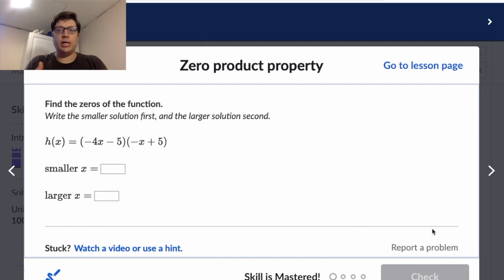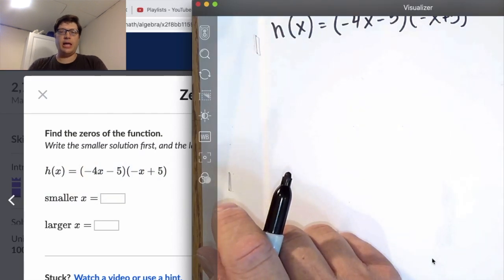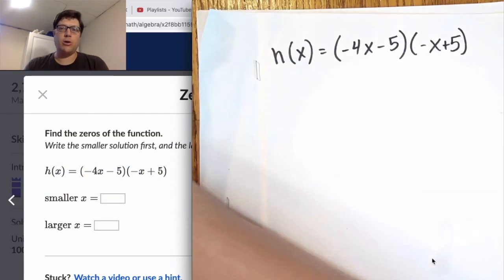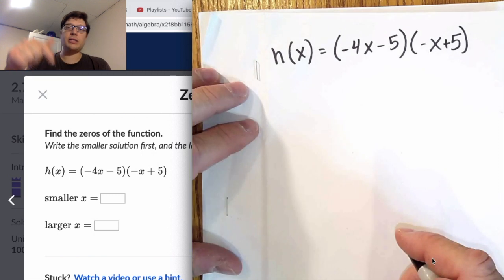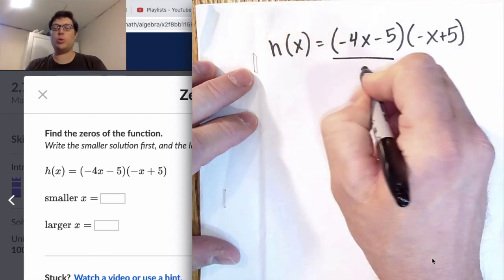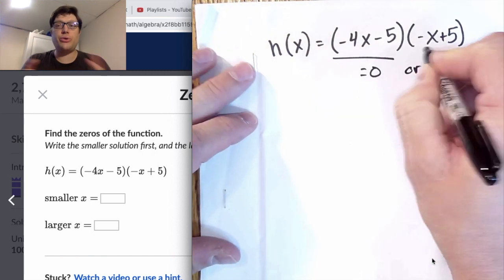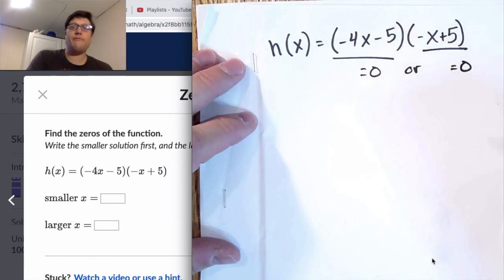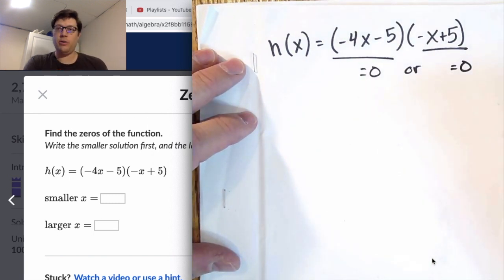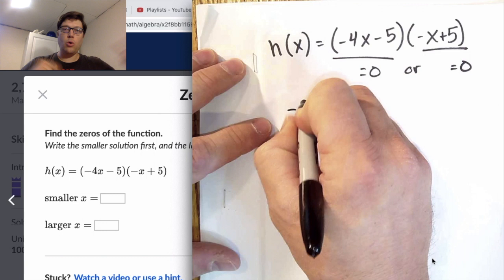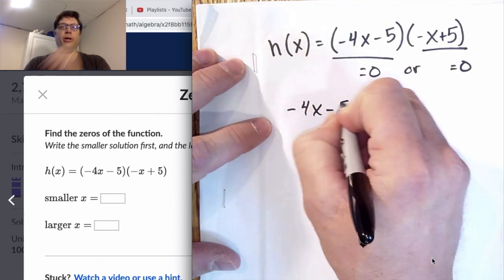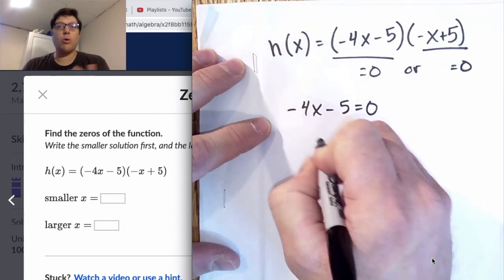Our answer then is to take negative 4x minus 5 and set it equal to 0, and then take negative x plus 5 and set that equal to 0. Either one of those two things becomes 0, so therefore everything is 0. Zero product property: you can have this with two things or more.